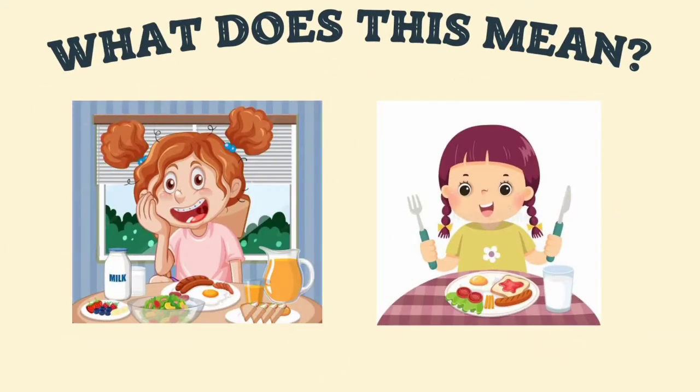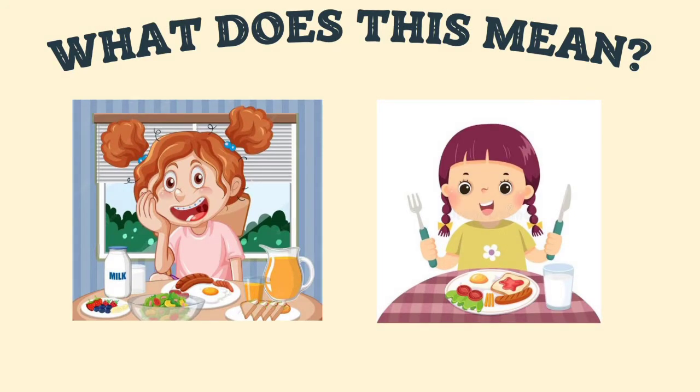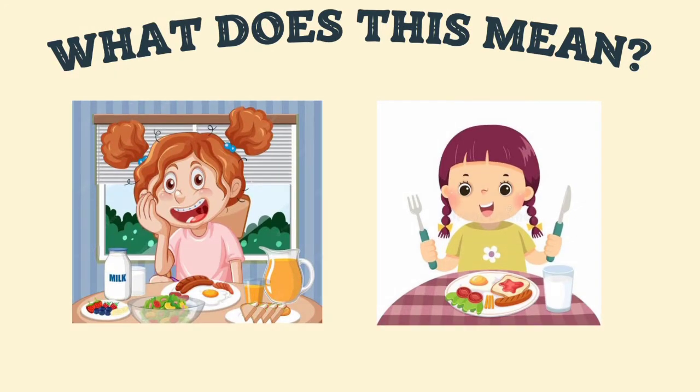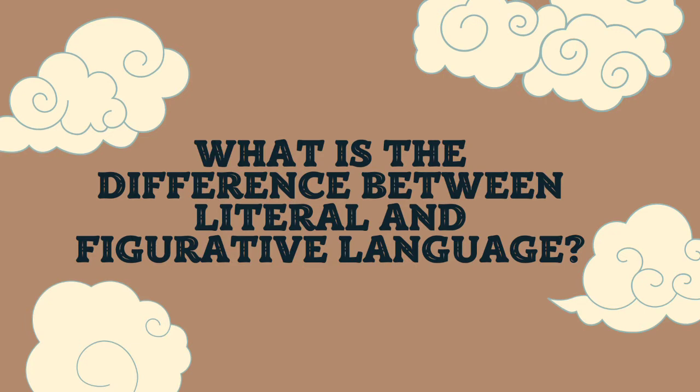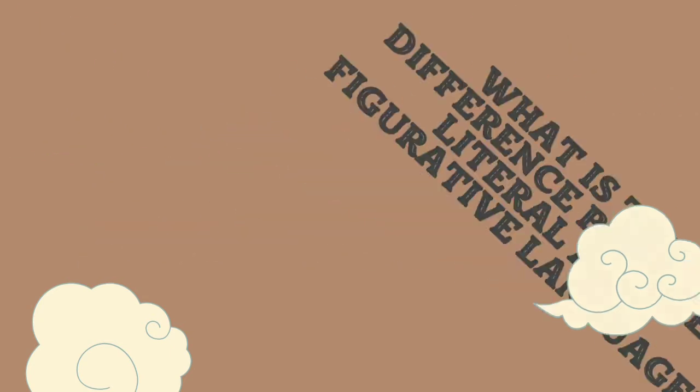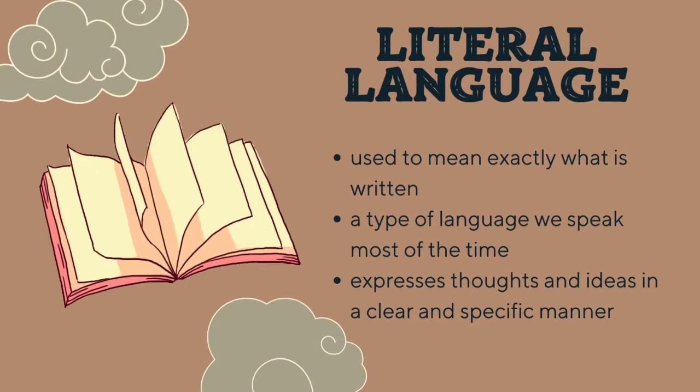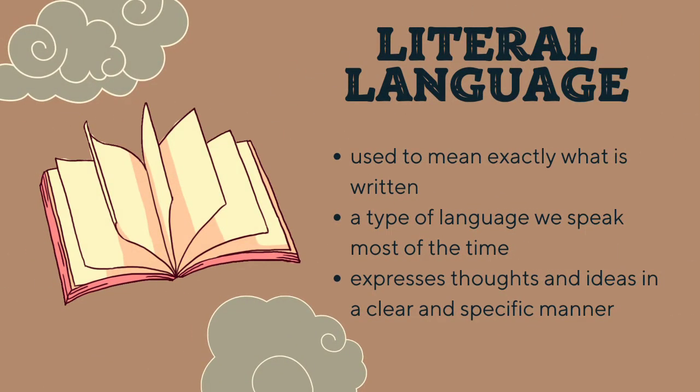Now we have here a second example. These pictures literally mean that the girl is eating. Now, after showing you the examples, can you now state the difference between literal and figurative language? When we say literal language, it is used to mean exactly what is written. Meaning to say, it is defined as the language which says exactly what it means and means what it says.